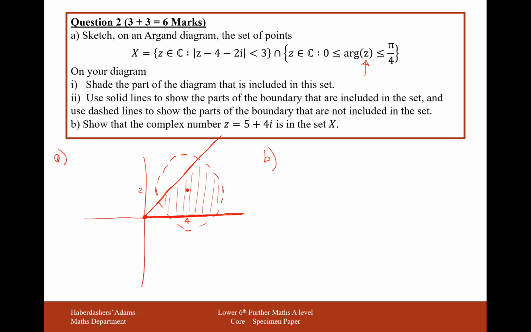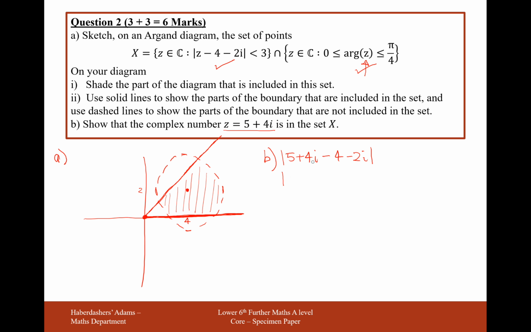Okay, part B, show that 5 plus 4i is in the set. So what we have to do with this, to show that 5 plus 4i is in the set X, it has to satisfy this condition and it has to satisfy this condition. So plugging 5 plus 4i into this condition here, 5 plus 4i, and then we have to minus 4 and take away 2i, and we have to check that this is less than 3.